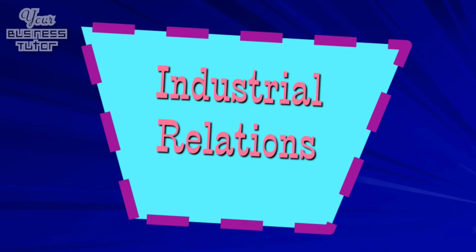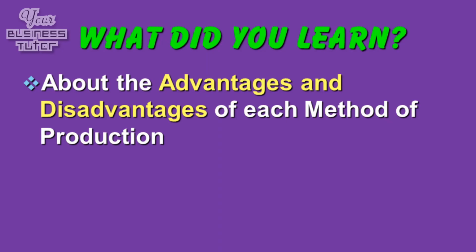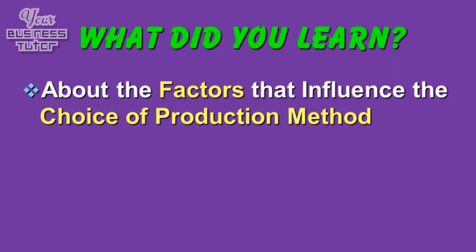And finally, sometimes the choice of production method is influenced by the effect it could have on industrial relations. For example, if becoming more capital intensive resulted in high levels of job losses, a business may be put off as it could result in disruptive industrial action. Okay, so what did we learn in this presentation? Well, first of all, we found out about the different methods of production. Then we went on to investigate the advantages and disadvantages of each method of production. And then finally, we explored the factors that influence the choice of production method.